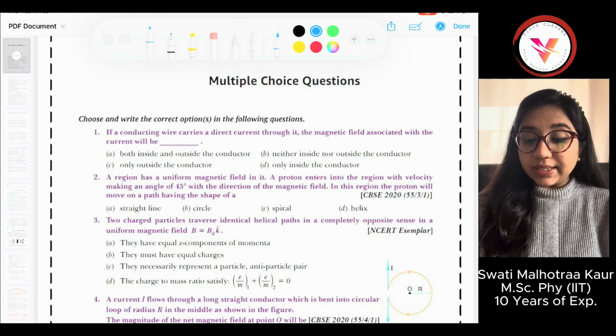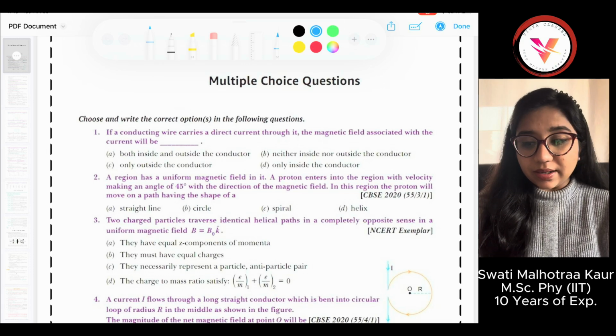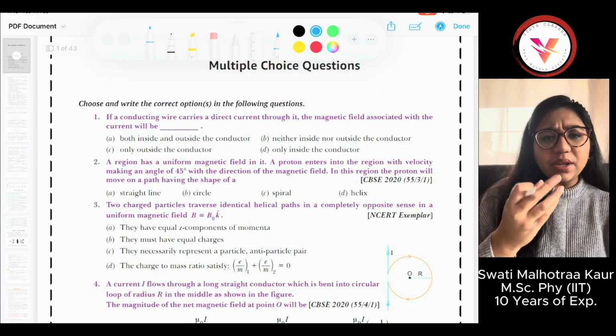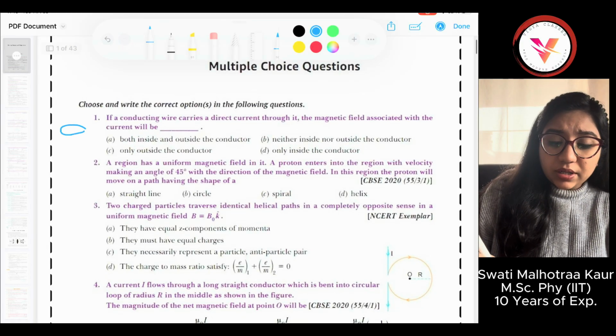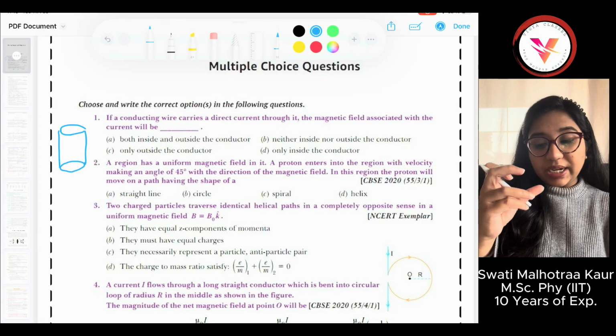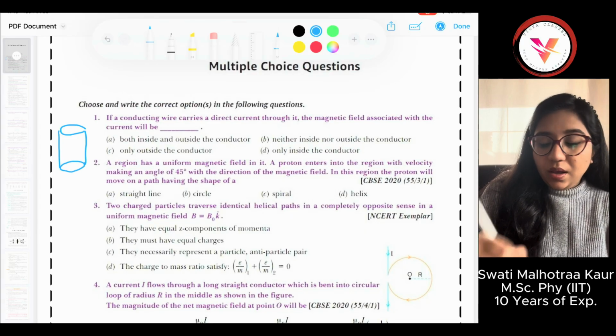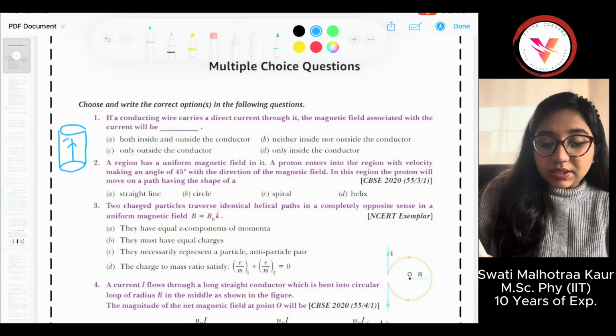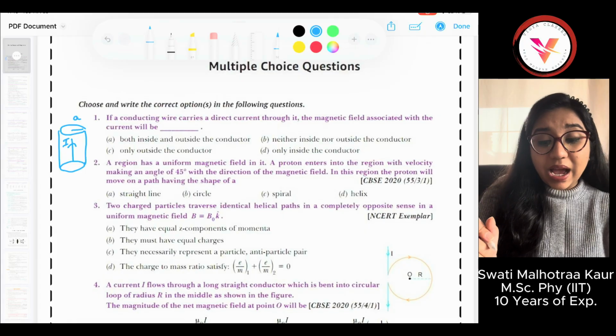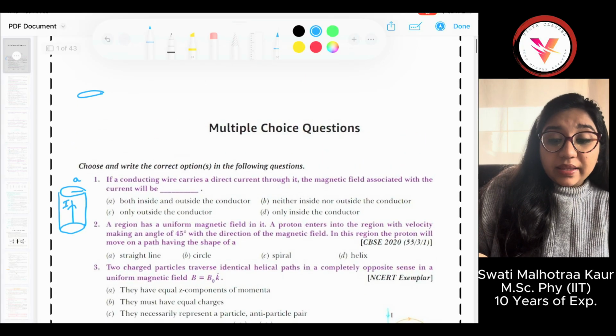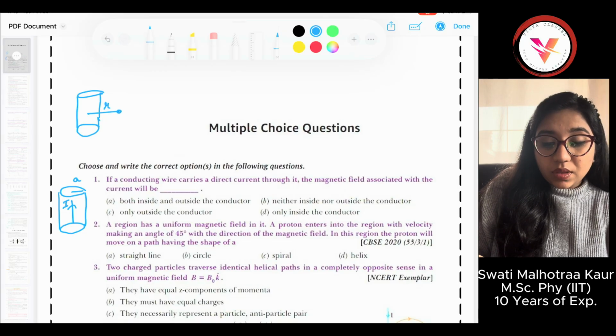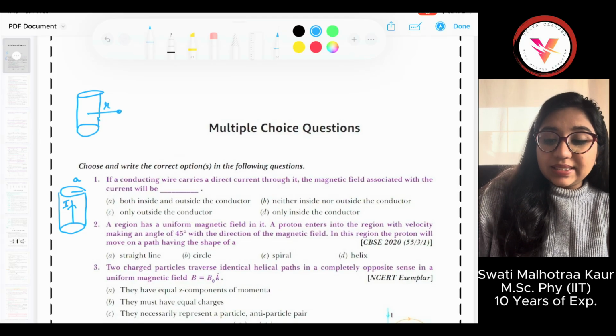Okay, so the first question is, if the conducting wire carries a direct current through it, the magnetic field associated with the current will be. Usually we take a thin magnetic wire, but if not, I can explain the mechanism behind it like this. Suppose there is a conducting wire, a bit thick, and it carries some current I, let's say of radius a. Now there are two positions. One is outside the wire and one is inside the wire.